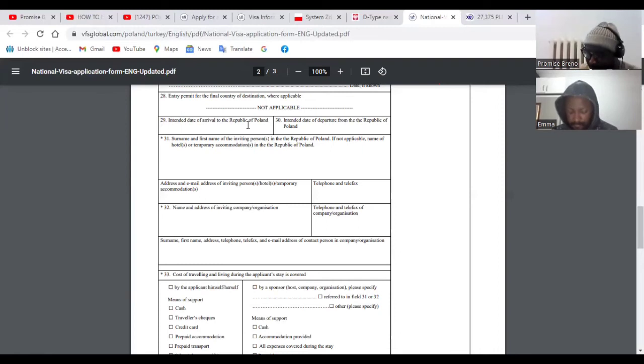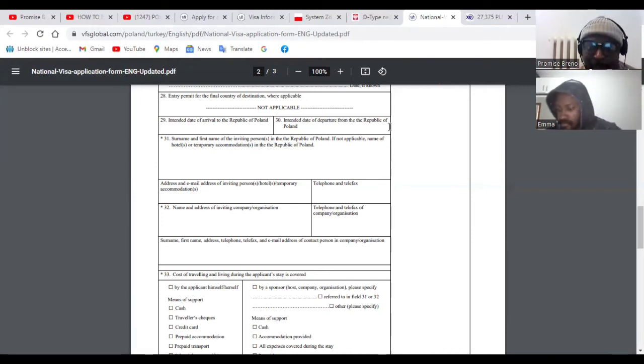When you get your appointment, you will know when you can arrive in Poland. Let's say you have an appointment today, for example, 19th of December 2022. You have to give about 2 weeks after today, or let's say 3 weeks, because visa processing takes around 2 weeks. So make it 3 weeks or 1 month. Let's say in 1 month you want to travel to Poland. You can put here, intended date of arrival to Poland, 20th of January 2023. Do you understand? Yes.